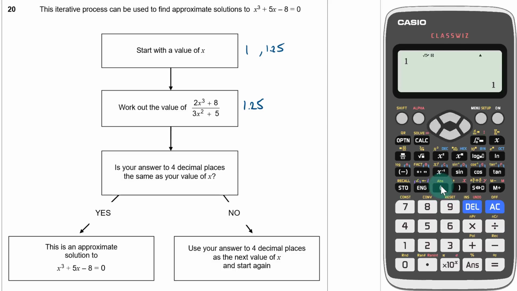So I'm going to type in open bracket 2 times answer cubed plus 8 close bracket divide by open bracket 3 times answer squared plus 5 close bracket. Oh no, pressed the wrong key. Close bracket.